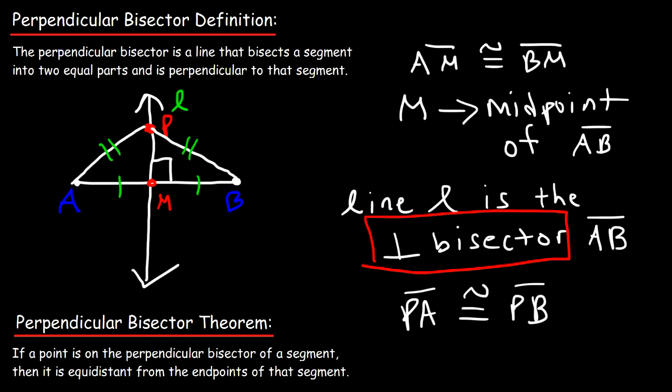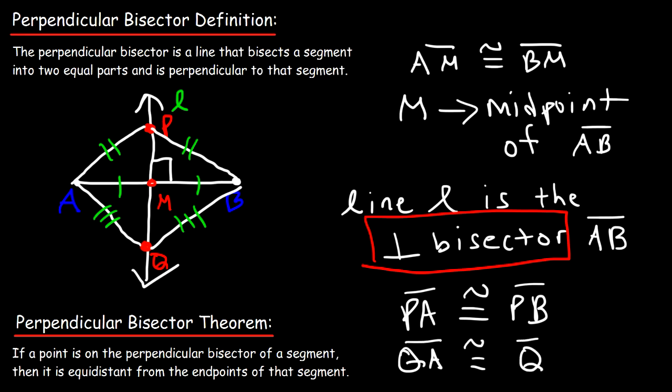Now we can place the point anywhere along the perpendicular bisector line. So for example, we could say point Q is equidistant. Let me put this below it so it doesn't overlap with the line. Point Q is equidistant to points A and B. So these two sides are also congruent. So therefore, QA is congruent to QB. And so that's the main idea behind the perpendicular bisector theorem.